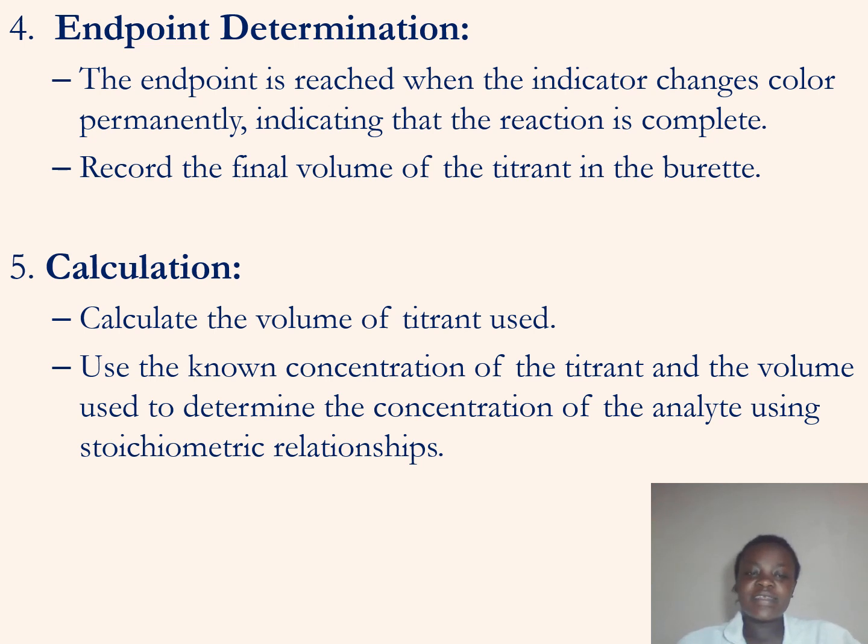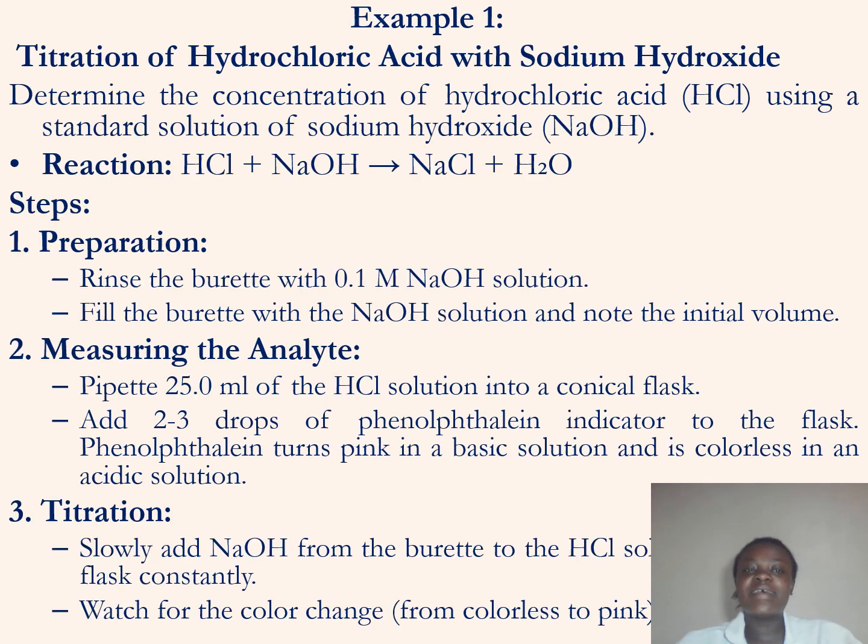Then the last step is calculation. We calculate the volume of the titrant used. Then we use the known concentration of the titrant and the volume used to determine the concentration of the analyte. So this is how we perform it. This is one way in which titration is helpful. We can determine the concentration of a known what? Of an unknown solution. Okay, let's look at examples.